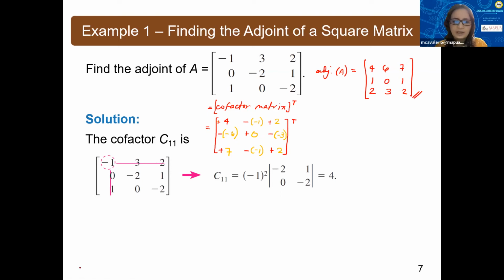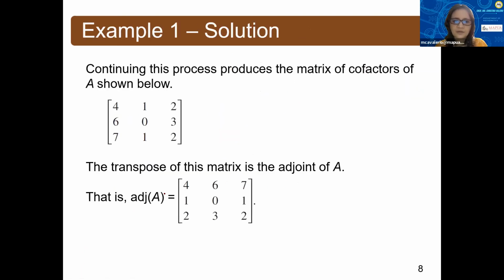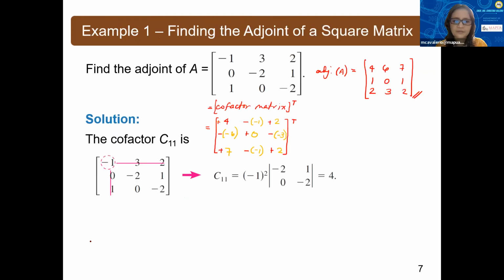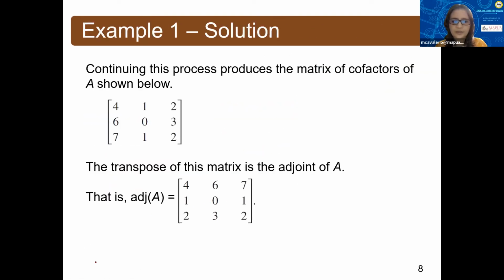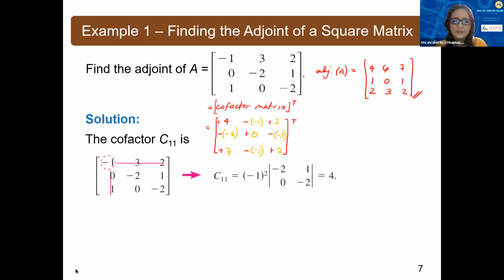Now let us check our answer. So you have here 4, 6, 7. And then we will have your 1, 0, 1. And then we will have your 2, 3, 2.